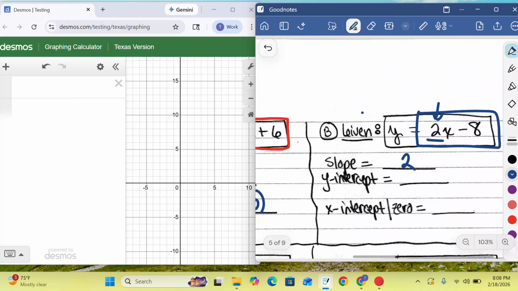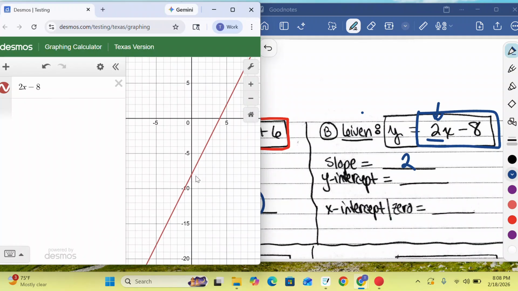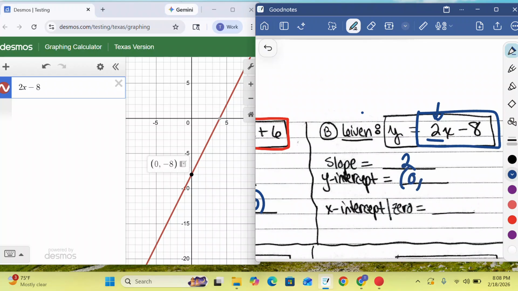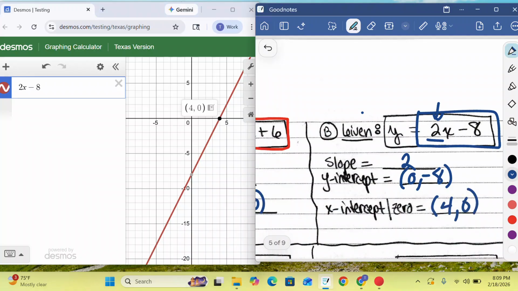Now I'm going to find my y-intercept, so I'm going to go ahead and input this equation into Desmos. So it's going to be 2x minus 8. And then once again, I'm looking for my y-intercept. Where does this red line cross the y-axis? It crosses right there at 0, negative 8. So that 0, negative 8 is my y-intercept. And remember, I unclick it, and I'm going to click this one. And my x-intercept is 4, 0. And that is my x-intercept or my 0.